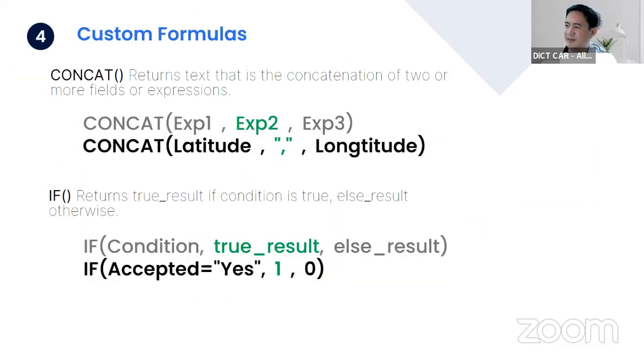And then we talked about custom formulas. There are many more formulas, but you see, with just two formulas, concat and if, you can already do a lot. How much more if you're going to learn the other custom formulas that are available? These are the same formulas you have in Excel. So if you have done simple formulas in Excel, this is easy peasy.